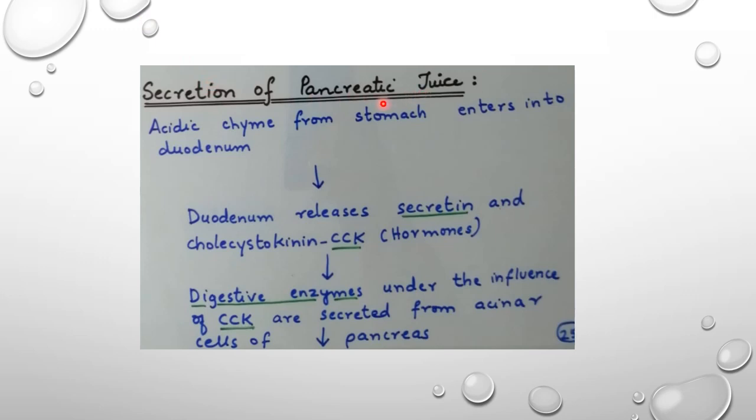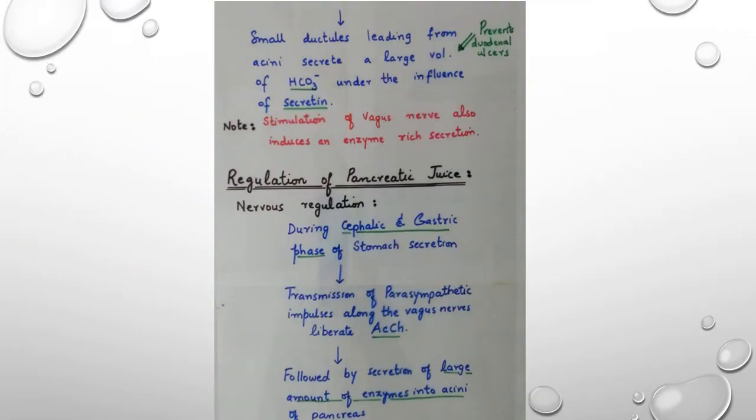Secretion of pancreatic juice. Whenever acidic chyme reaches the duodenum, it results in the release of secretin and cholecystokinin hormones from the duodenum. Under the influence of cholecystokinin, digestive enzymes are secreted from the acinar cells of the pancreas. Under the influence of secretin, bicarbonate ions are released in large quantity from the small ducts that arise from acini. These bicarbonate ions can neutralize or buffer acidic chyme and thus can prevent the onset of duodenal ulcers. Remember that stimulation of the vagus nerve can also induce enzyme-rich pancreatic secretions.